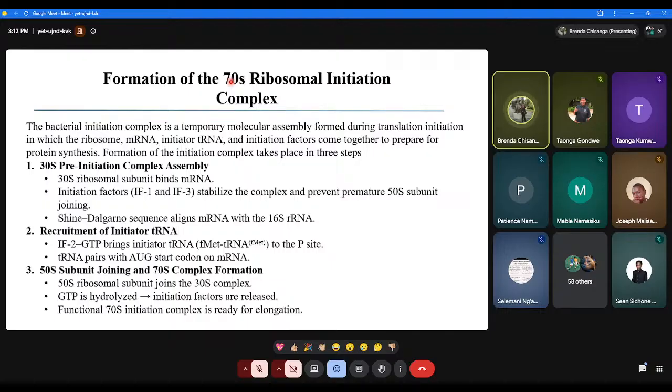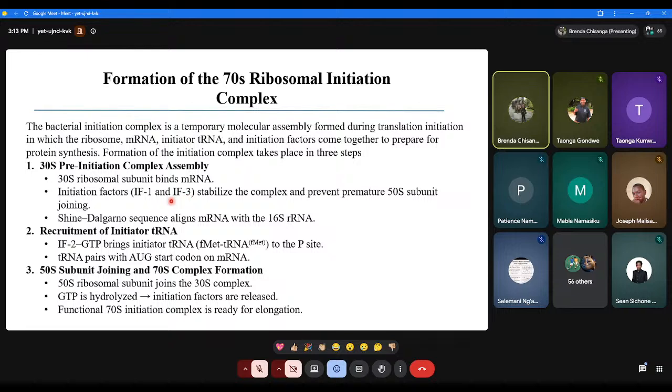It is assembled sequentially. So the first thing that happens is that the 30S small subunit of the ribosome forms a pre-initiation complex. And during this time, this small ribosomal unit is not interacting with the large subunit. And initiation factors, such as initiation factor 1 and 3, help to stabilize the ribosome. You're going to see that IF1 is going to block the A site, while IF3 is going to stabilize the ribosome so that it does not bind to the 50S ribosomal unit.